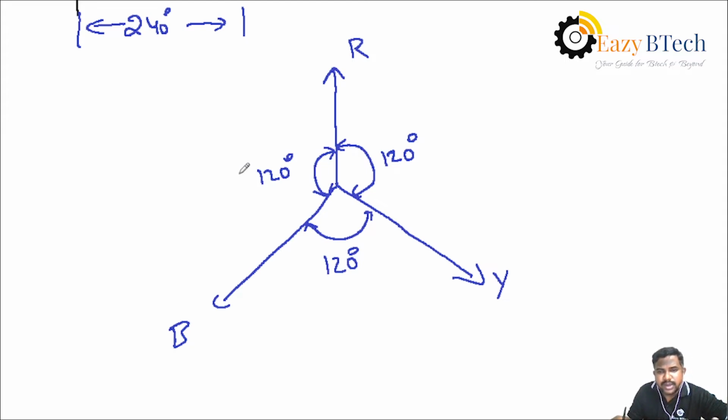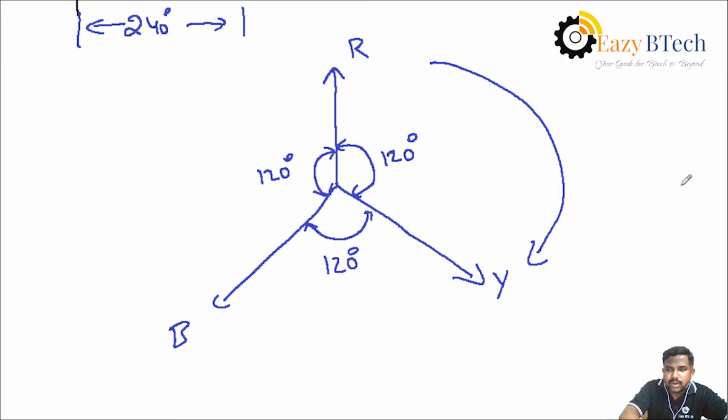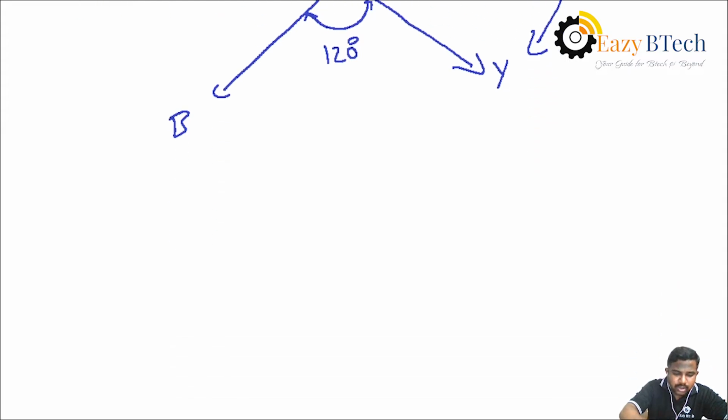Between R and B, when coming in the clockwise direction, the total phase angle is nothing but 120 plus 120, 240 degrees. So like that, we can calculate the phase angle difference between the lines also. After knowing about all three phase waveforms, we have to write down the equations also.